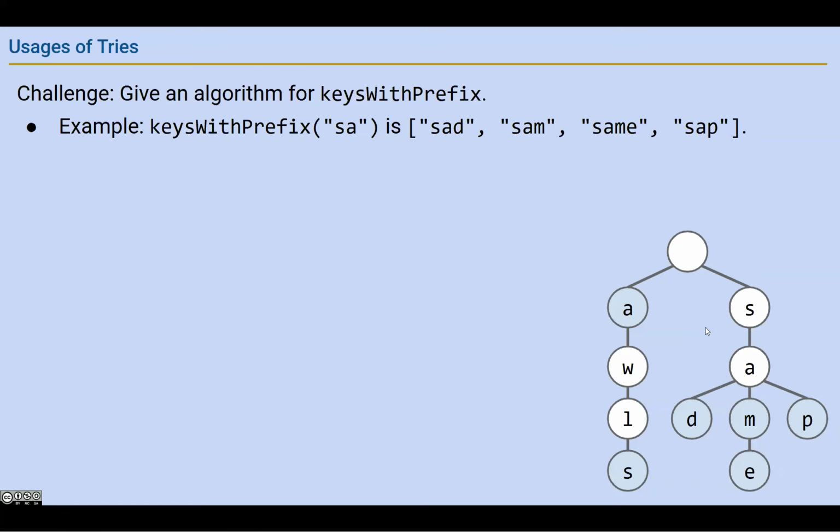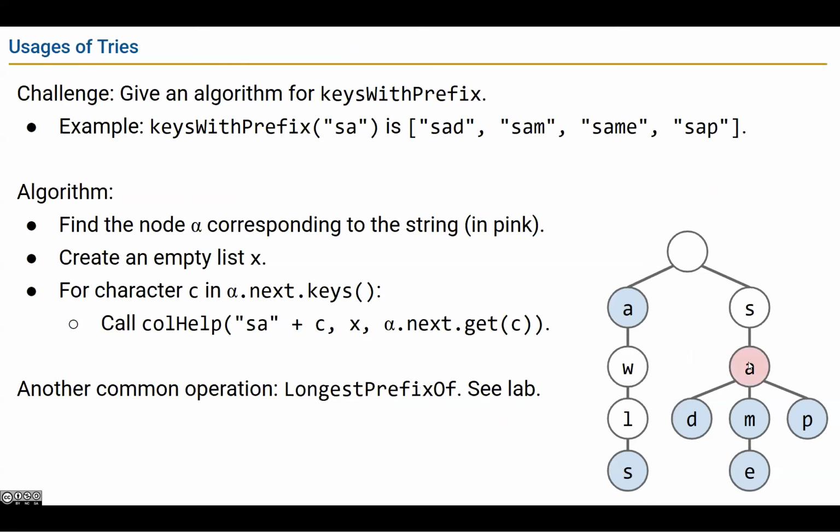Yeah. Use the same algorithm. We start on the node after. You first go to SA and then you just use the exact same algorithm, collecting all the keys from there. So using this, we're able to get all the keys with the prefix SA.